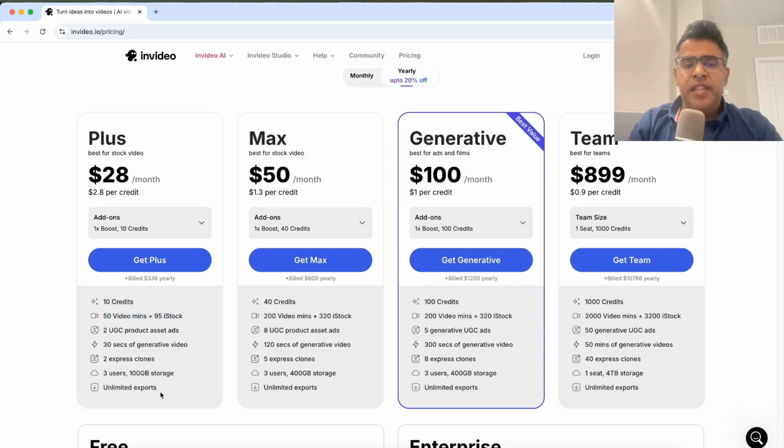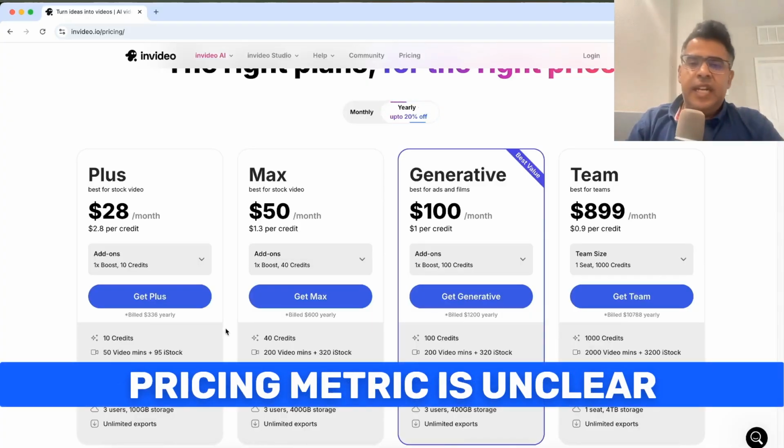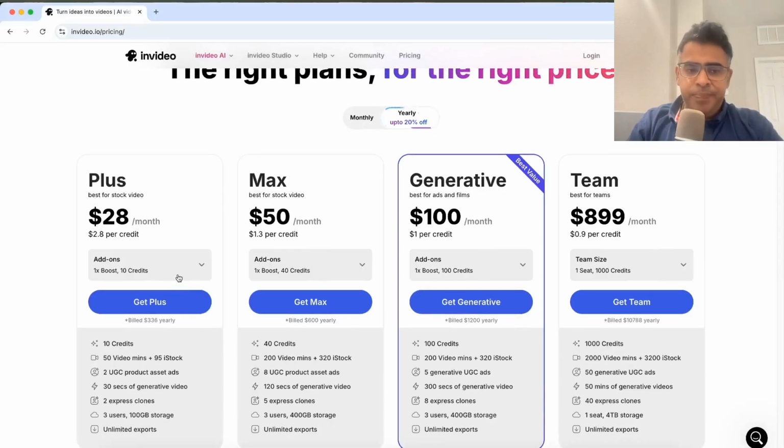So are these "and" or "or"? Very basic question. Anybody's going to have this question. So unfortunately, not a very good job done there. The pricing metric is unclear. I cannot predict anything. I don't even know how I'm going to be using it.